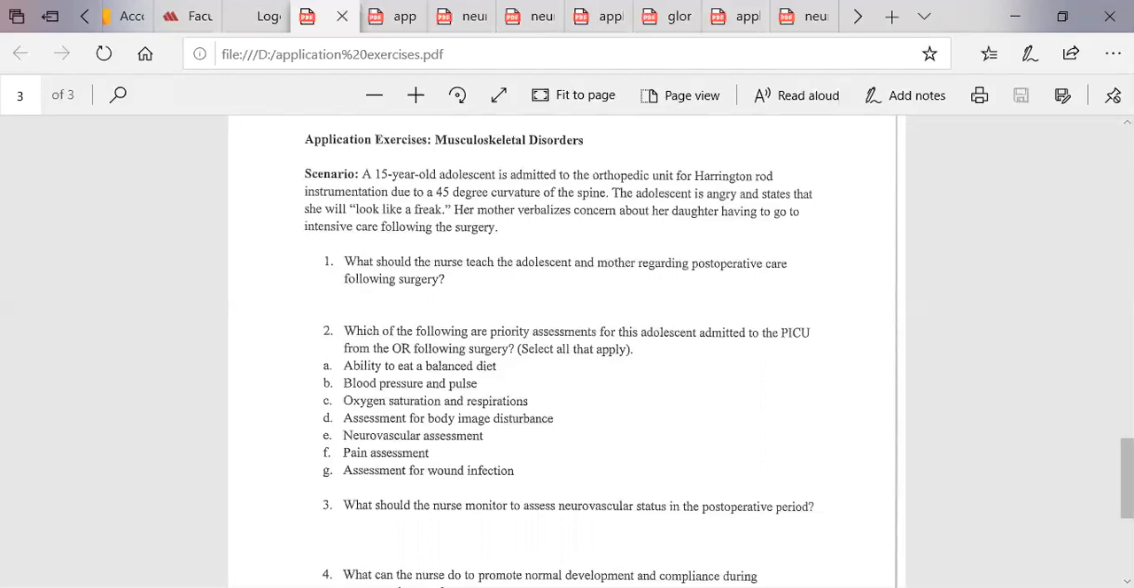She probably is going to come back with a Foley. I'd want to let her know that. And when they come back with a Foley, you're thinking of I&O. And again, your I&O would be an indicator of hypovolemia. If I'm not making any urine, my kidneys aren't being perfused. So you would think of that cascade as well.